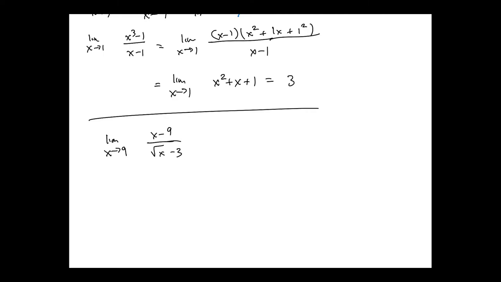So, could I think of x minus 9 as actually being a difference of squares? What's the square root of 9? 3, okay, so that's not hard. What's the square root of x? Well, the square root of x, right? Okay, so I could actually think about that numerator as being a difference of squares. And if I did so, I would do this. I'd say, okay, get the limit as x goes to 9 of (root x minus 3) times (root x plus 3).